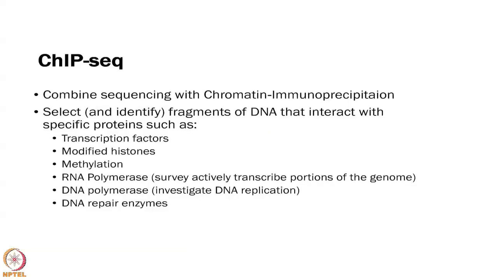So ChIP-Seq combines sequencing with chromatin immunoprecipitation. What you do is pick proteins of interest. Let's say you're interested in a certain transcription factor, or a modified histone. It could be any protein that interacts with the DNA. You can pull down that protein and then look at what sequence is associated with it. That's essentially the theory behind this.